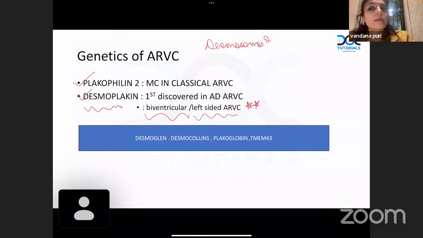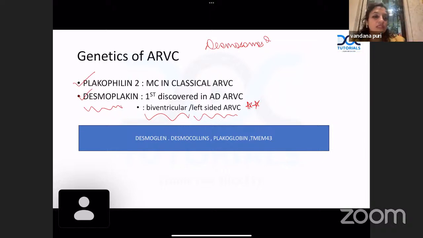As I told you, the most common mutation in ARVC is plakophilin 2. Naxos syndrome is a syndromic manifestation in ARVC, which is due to a defect in plakoglobin, and all these are desmosomes. There is a desmosome defect in this. Because of the desmosome defect, these patients usually have cardiac and cutaneous manifestations.